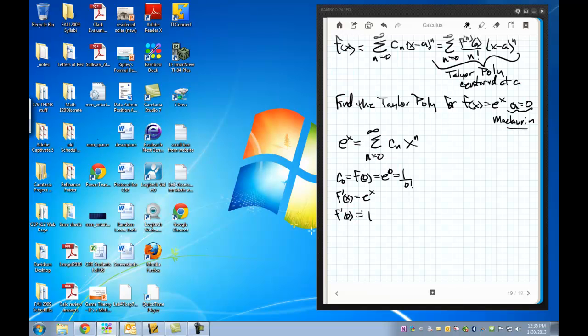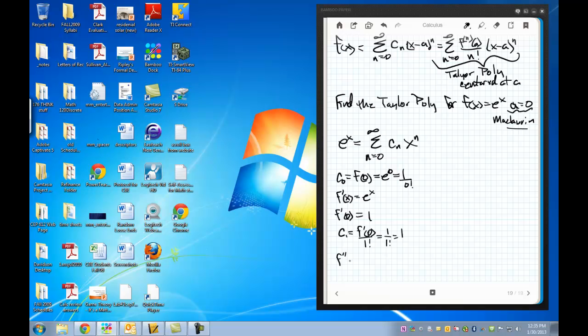I could think of this as being the first derivative. So if I want to find c sub 1, I know that's going to be f prime at 0 divided by 1 factorial, which is 1 divided by 1 factorial, which is 1. I'm just following this formula. I know it's tricky to play with, but you'll get used to it, I promise.